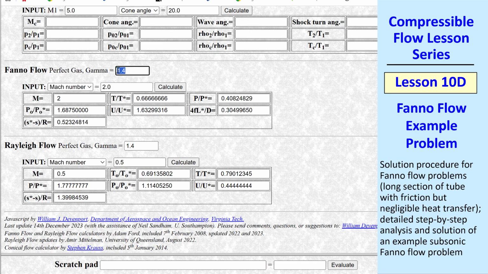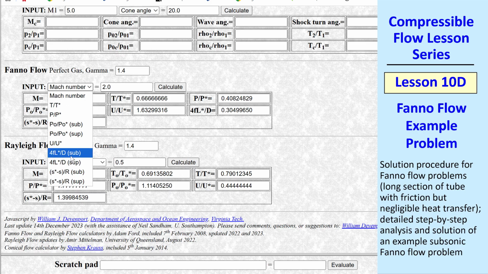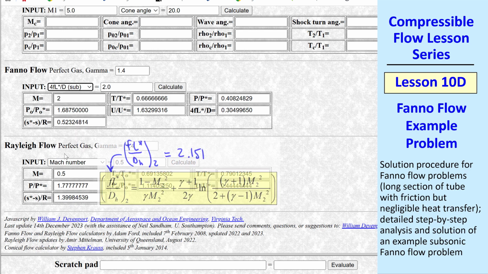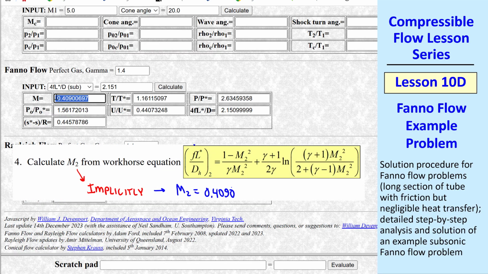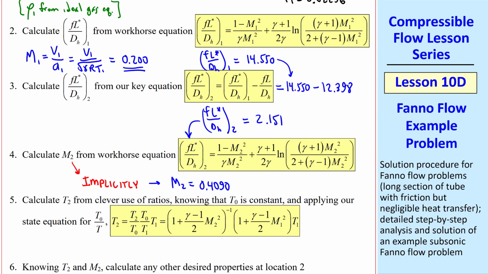For Fanno flow, gamma is 1.4, and instead of Mach number, we'll plug in the subsonic value of FL star over dH, remembering that this factor of 4 doesn't affect us here. I'll enter 2.151 and calculate, and my Mach number 2 then is 0.4090, which agrees with what I calculated by hand using the false position method. So this is verified by the CAC.